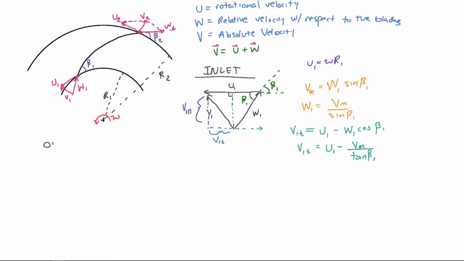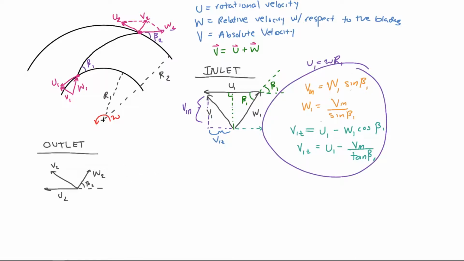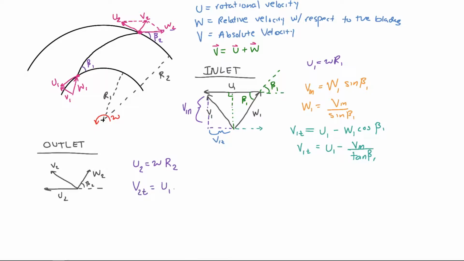And simply all we do is repeat the process at the outlet. So again, I'm going to draw the U vector in this direction. W vector is going to look something like that. The absolute velocity vector will look something like that. And in this picture, this is beta 2. Now I'm going to leave the math up to you guys, but essentially these equations over here are the exact same equations for the outlet. So U2 is omega times R2. V2 tangential is U2 minus V2 normal over tangent beta 2. You get exactly the same equations if you follow this process.